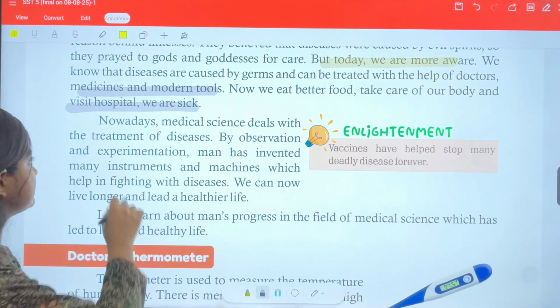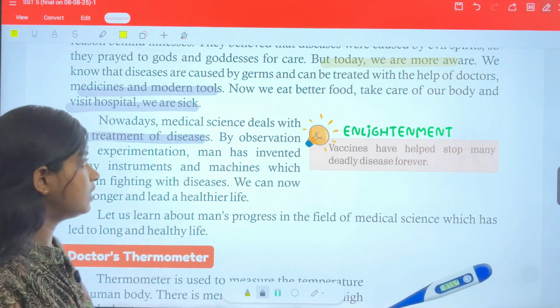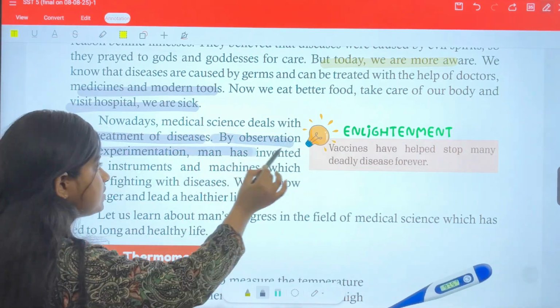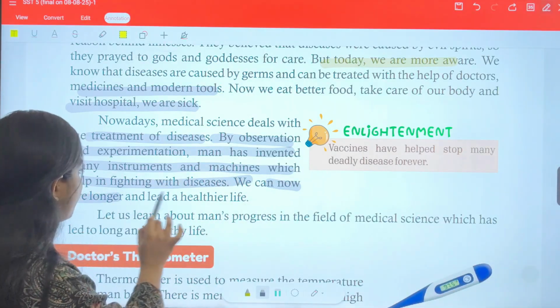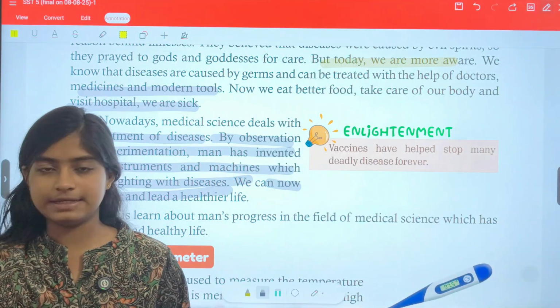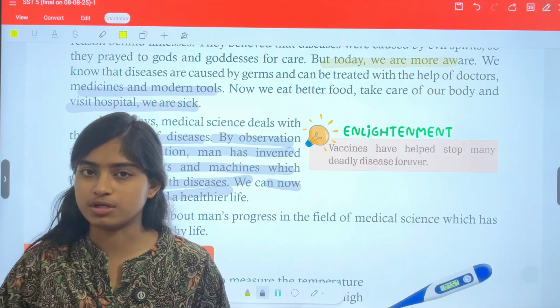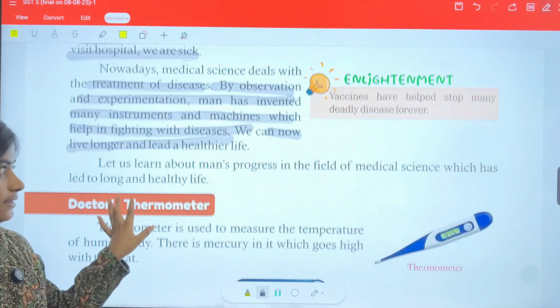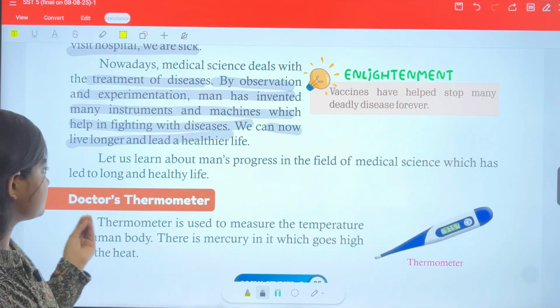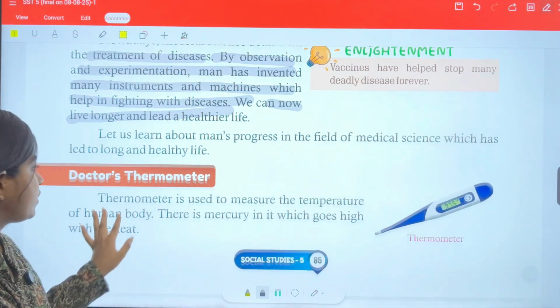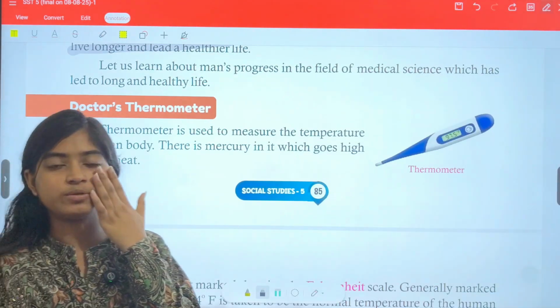Nowadays, medical science deals with the treatment of diseases. By observation and experiments, man has invented many instruments and machines which help in fighting diseases. We can now live longer and lead a healthier life, which people in previous times were not able to. Let's learn how man's progress in the field of medical science has led to a long and healthy life. So first, what are the inventions that human beings have made?